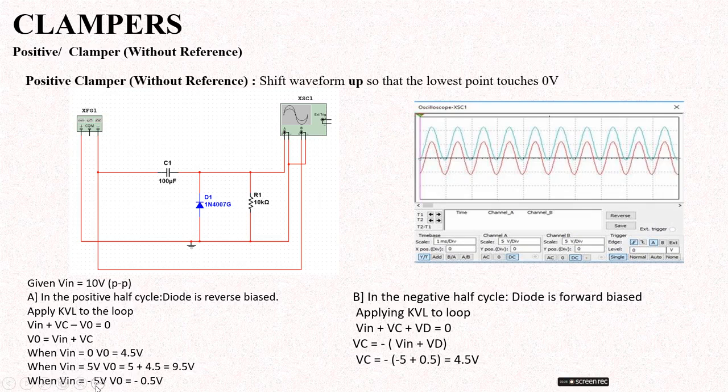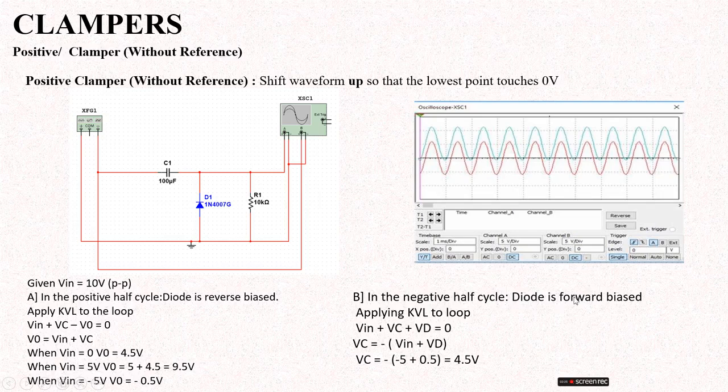If the input voltage is negative, that is minus 5 volt, output voltage is minus 0.5. See, this is the minus 0.5. When input voltage is minus 5 volt, output is how much? Minus 0.5. What is that voltage? That voltage is a diode voltage.